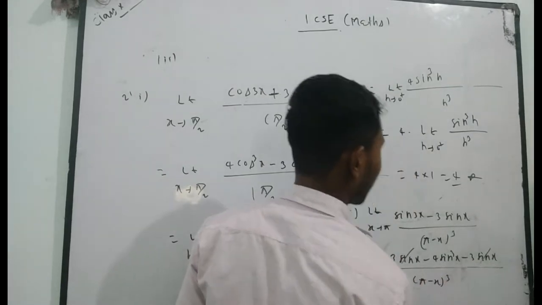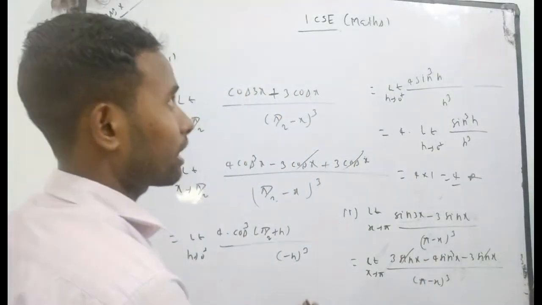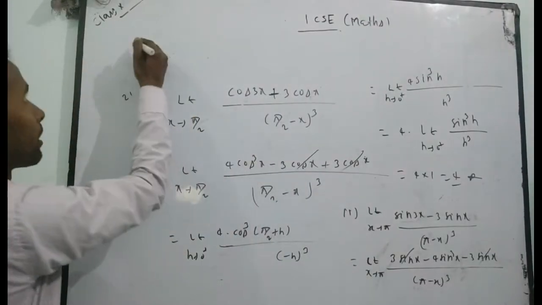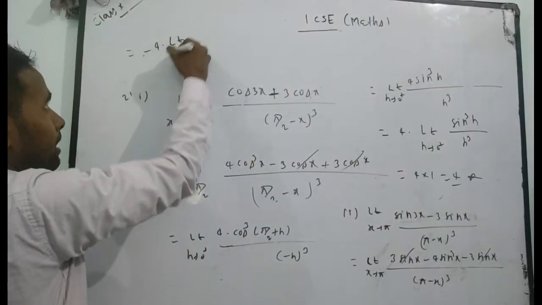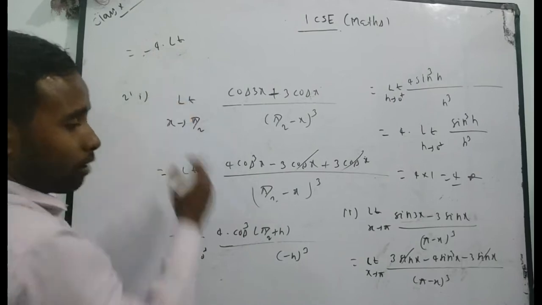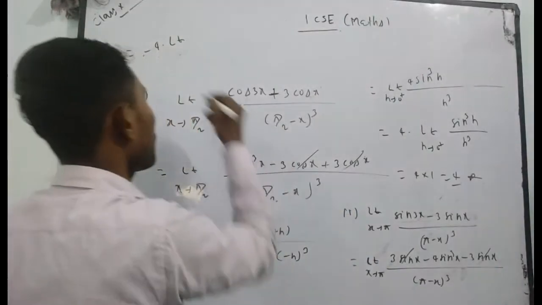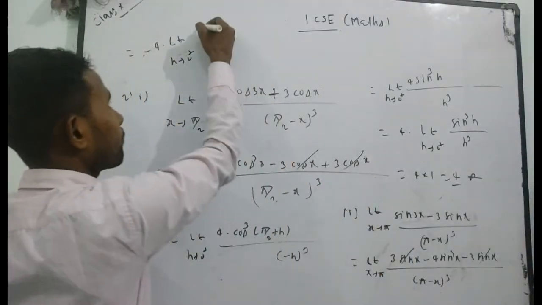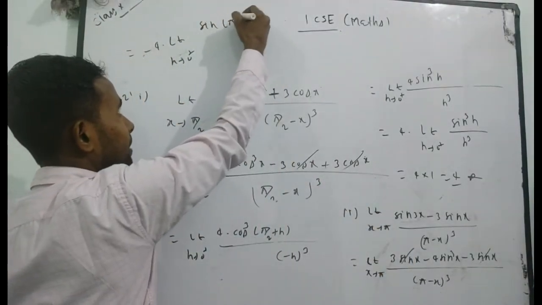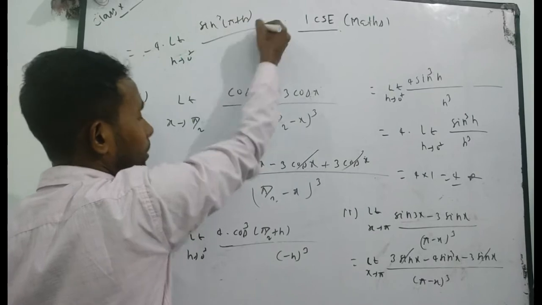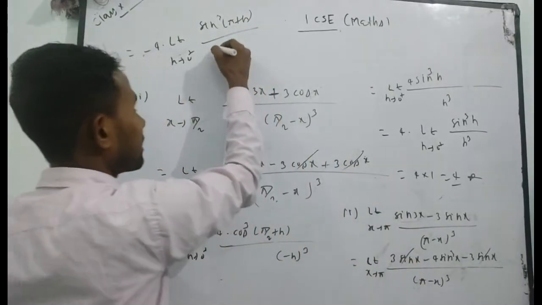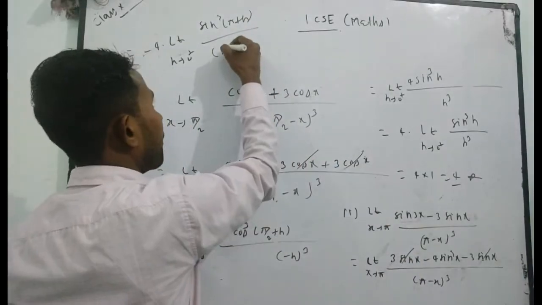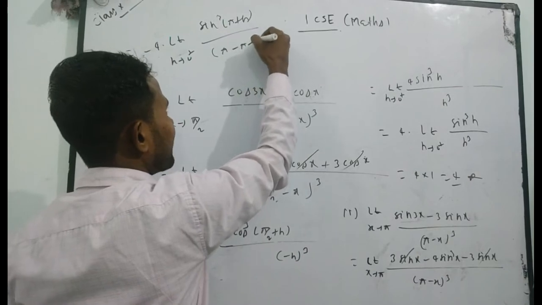Now 3 sin x and 3 sin x cancel, and finally you get minus 4. Can you take it common from here? Then you get minus 4 times limit, x tends to, I want to write, x tends to 0 from the right hand side, and x is replaced by pi plus h. In that case you get sin pi plus h whole cube divided by, in the denominator also, pi minus pi plus h whole cube.